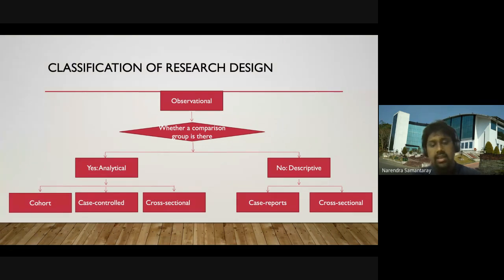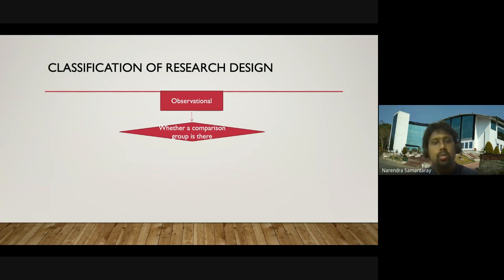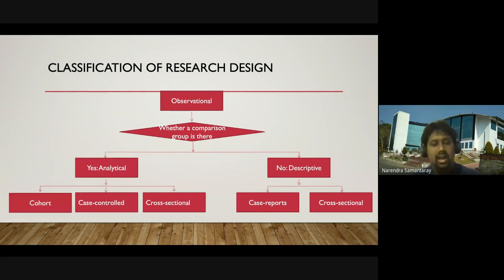Another form, yes, there is a certain comparison group. Then that would be analytical in nature. So those three basic forms are cohort, case control, and cross-sectional. Now you'll be telling, sir, even the cross-sectional is in the analytical, even the cross-sectional is in descriptive. The main difference, as I tell, is whether a comparison group is there or not. Say in a certain cross-sectional study, there is no comparison group. Basically, that is a descriptive. If there is a comparison group, then that comes under analytical.